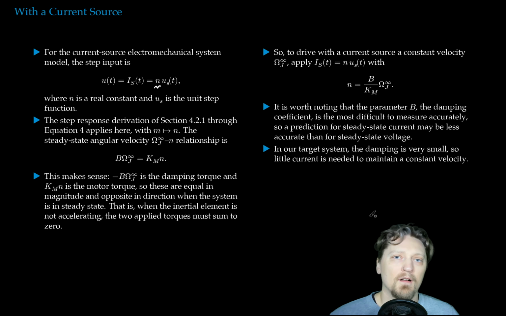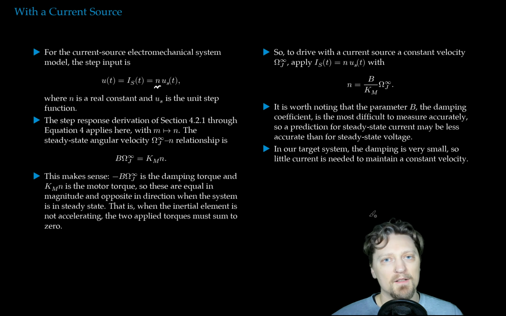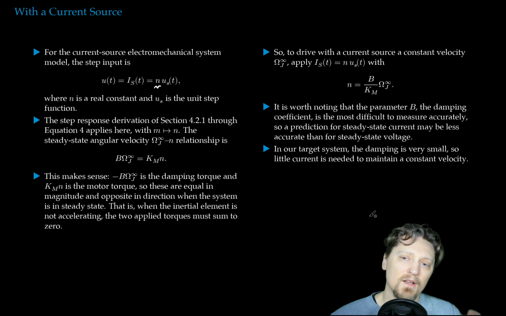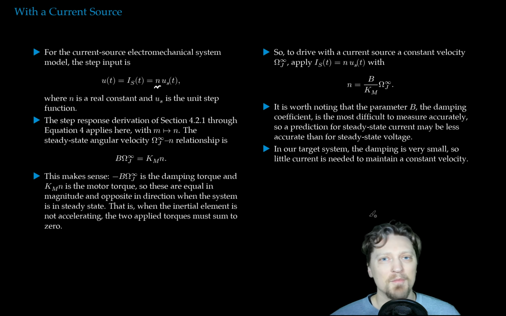velocity output. On the other hand, when we have a motor amplifier that is well approximated by a current source, as we do in the T1A system, it is not so easy to predict a constant current that's going to give us a constant angular velocity that we would like to specify. And this is because the parameter B matters a lot more in the current source prediction.